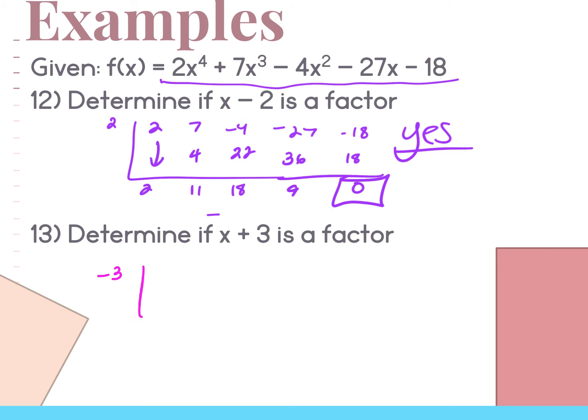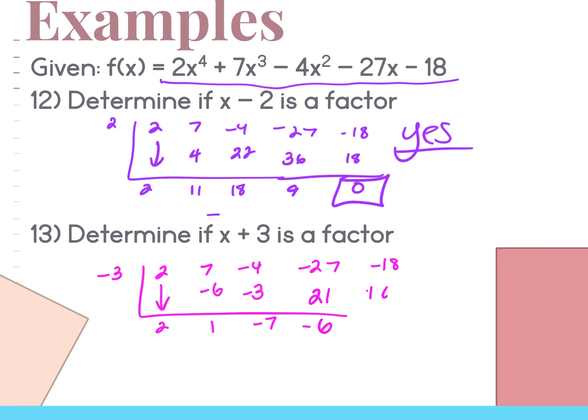Negative 3 goes on the outside this time. 2, 7, negative 4, negative 27, negative 18. Bring down the 2. Negative 6, 1, negative 3, negative 6. Positive 21, negative 6, positive 18, and 0. So this is also a factor.